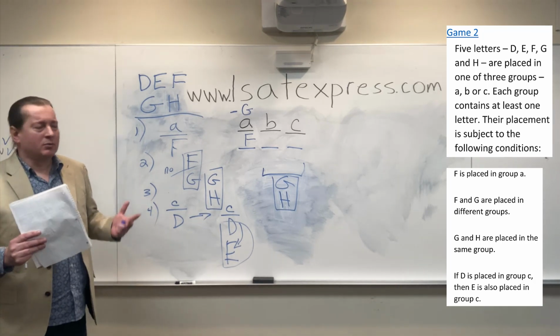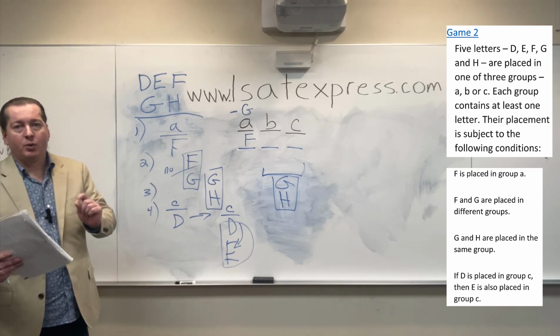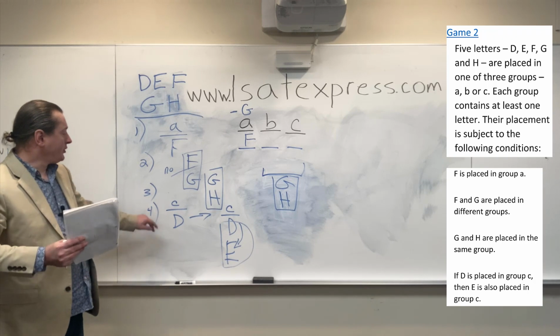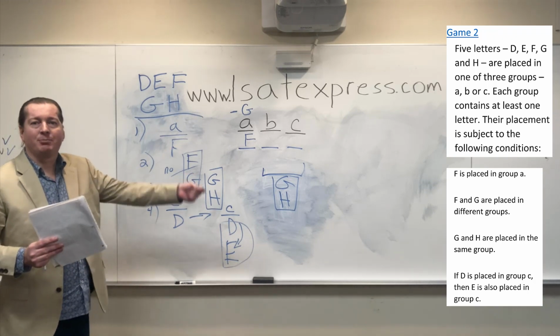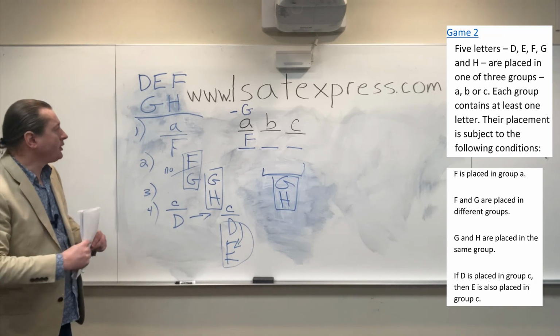Which one would be better? Well, either would be good. Either would be really good. I'm going to go with Rule 4. When you have a rule in which one letter drives the placement of another letter, that can often be a big help to draw 2 different scenarios. So we're going to do that.